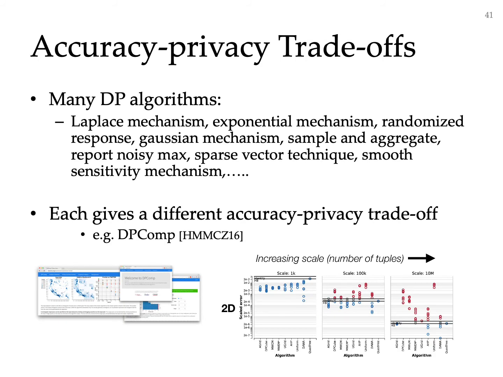And actually, the Laplace mechanism is not a unique one. There are many differential privacy algorithms, such as exponential mechanisms, randomized response, Gaussian mechanisms, and so on, and each of them gives a different accuracy-privacy trade-off.